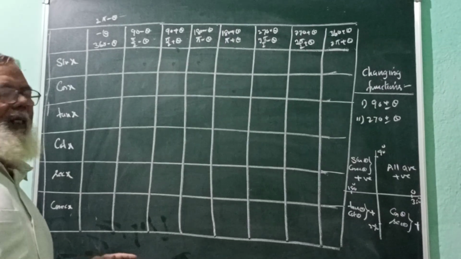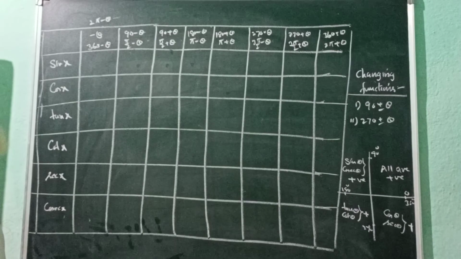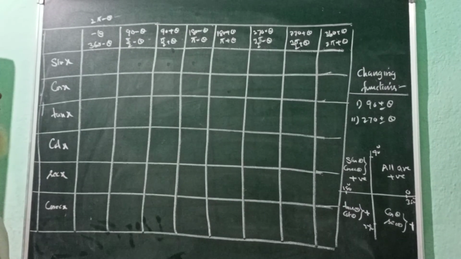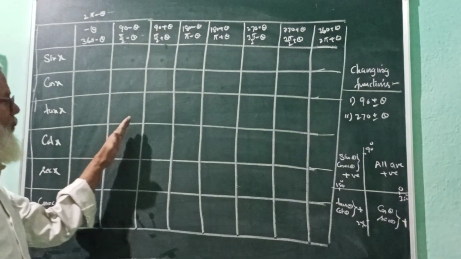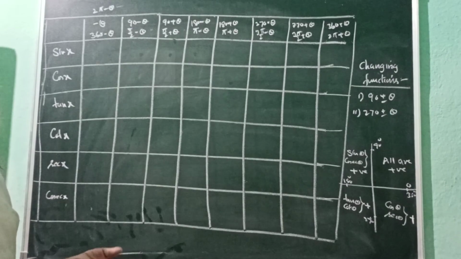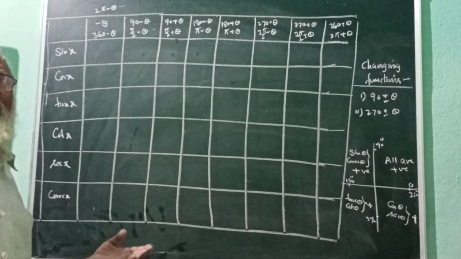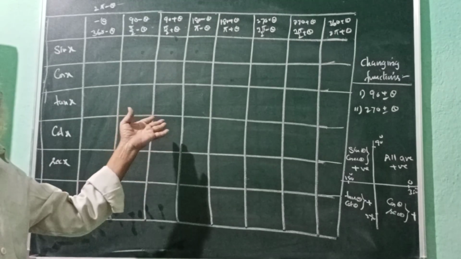And a very important table is of the minus theta, 90 minus theta, 90 plus theta, and so on and so forth. Here you may remember this table, or we have one hint to remember the table. So I will give you the hint. Carefully try to understand, please. And by following that, you yourself can fill up this table.